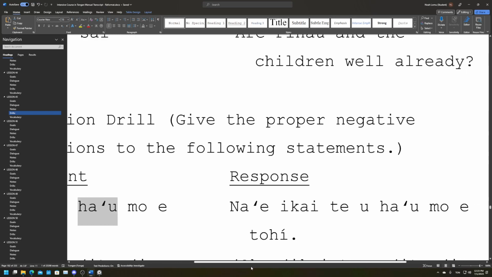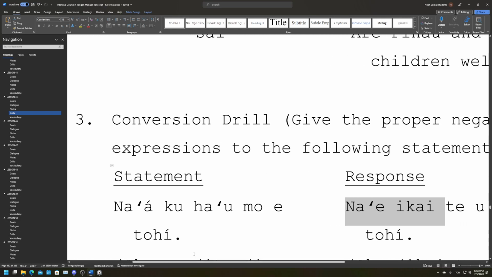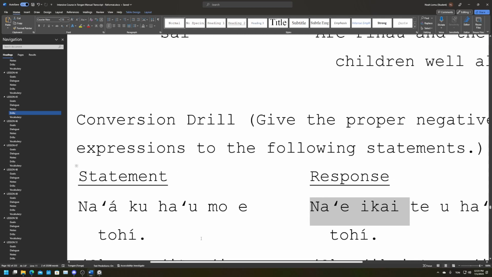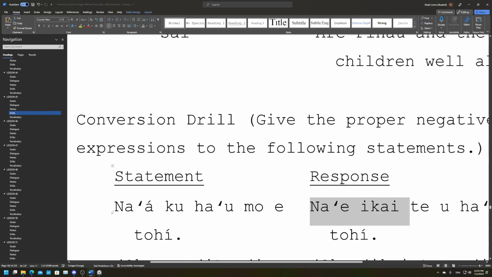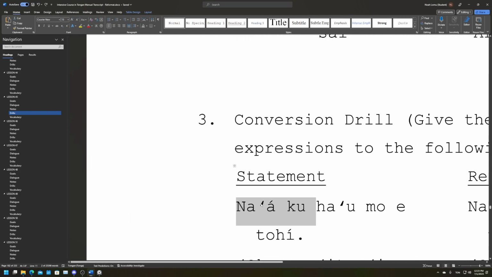And you can see we'll convert that to negative. So na e ikai te o ha'u moe tohi. So you can see we've changed na'aku to naikaiteu, and then everything else is the same. So let's see if you can do that.